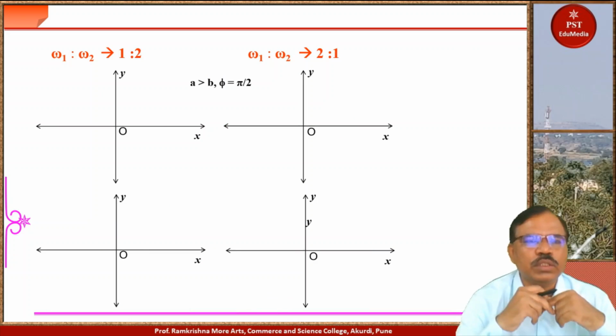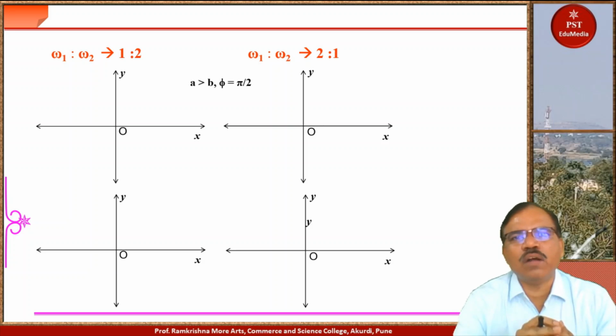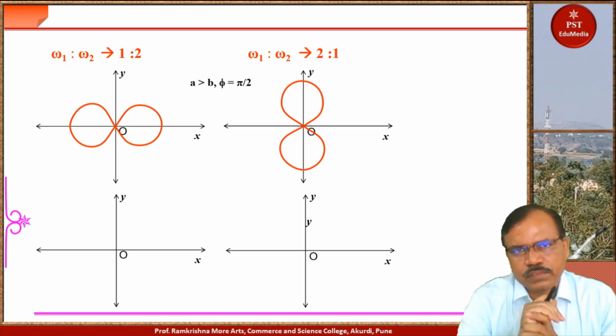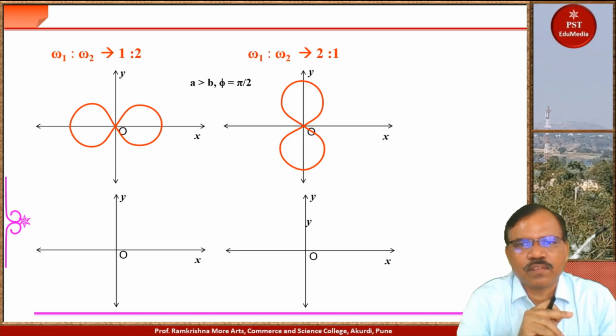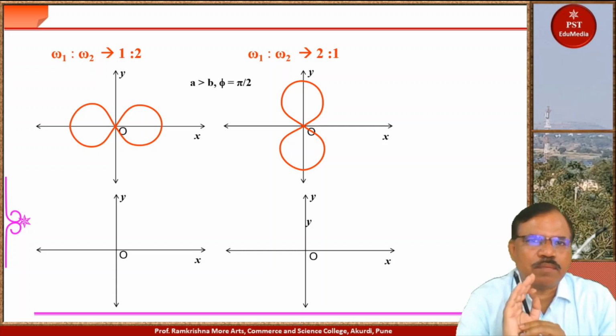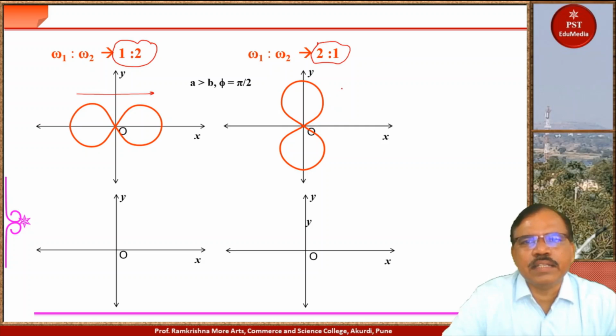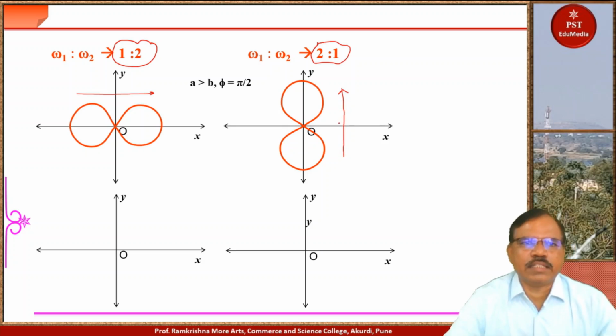Now suppose the frequency ratio is 1 to 2, means omega 1 upon omega 2 is 1/2, or you can take 2 to 1. So suppose we take 1 to 2, you will get a figure like this for a greater than b and phi equal to pi by 2. If it is 2 to 1, then you will get a figure like this, a figure of 8, for a greater than b and phi equal to pi by 2. So see here, the ratio is 1 to 2 and here 2 to 1. So here the figure is like this and here the figure is like this. So what happens here?